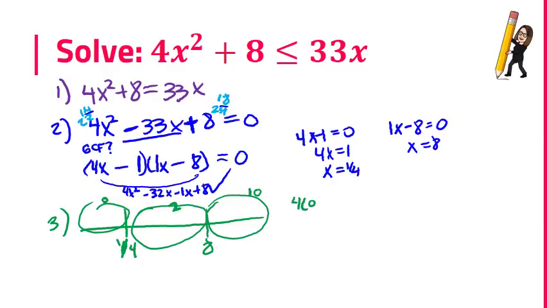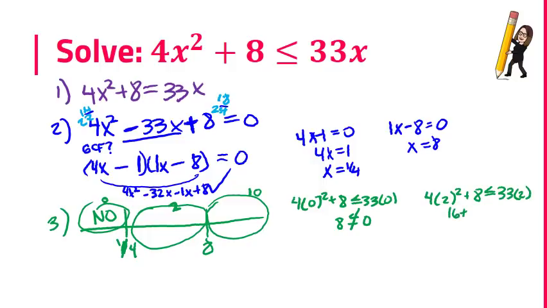So if I test 0, 0 squared plus 8, 33 times 0. So that gets me 8 less than or equal to 0. Not true. So this should be a no so far. I'm going to make a guess that the next one should be yes, but I need to prove it. 2, 8, 2. I get 4 times 4 is 16. I get 66. Definitely less than 66. When you get to that point that it's really obvious, you don't have to keep showing your test work. I'm okay if you stop there and say that this is definitely true.